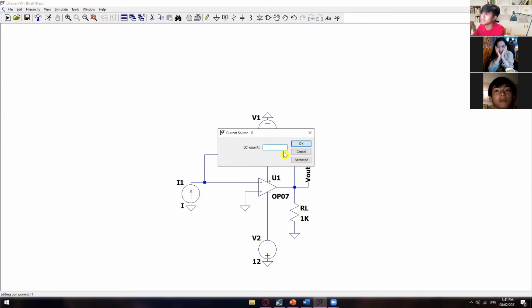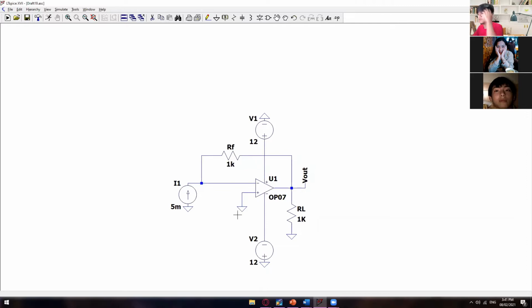Just right click and then let's say 5 milliamps. Oh, so 5 amp. Okay. So we are expecting a voltage output of, I is equal to V divided by R. Sorry, V is equal to I times R, since this one now is a current to voltage converter. So we are now expecting a voltage. V is equal to I times R. So I is 5 milliamps times 1000 is equal to, you can use your calculator, we'll get 5 volts.